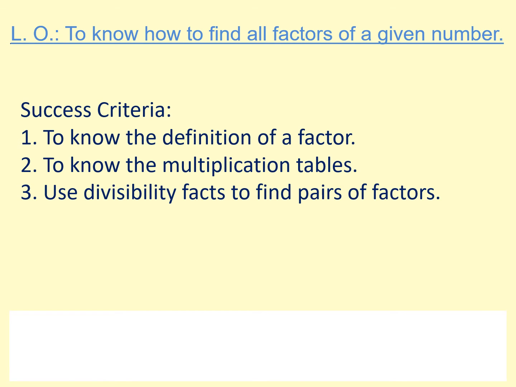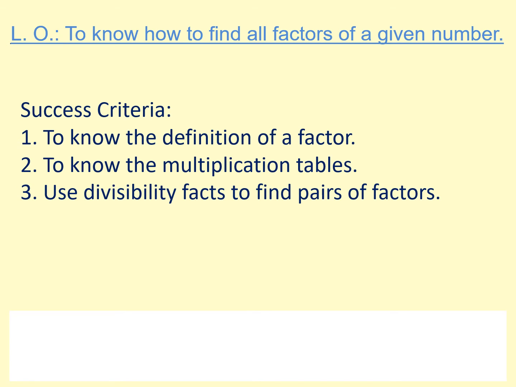For example, 5 is a factor of 45 because I can divide 45 by 5, and the result is 9 with no remainder. Every number has a minimum of 2 factors, 1 and itself. The smallest factor of every number is 1, and the largest factor of every number is itself. Usually factors come in pairs.